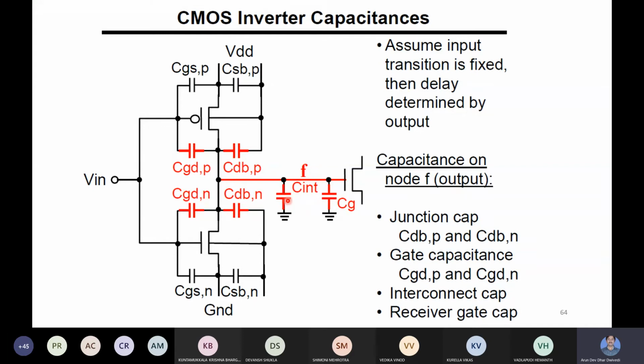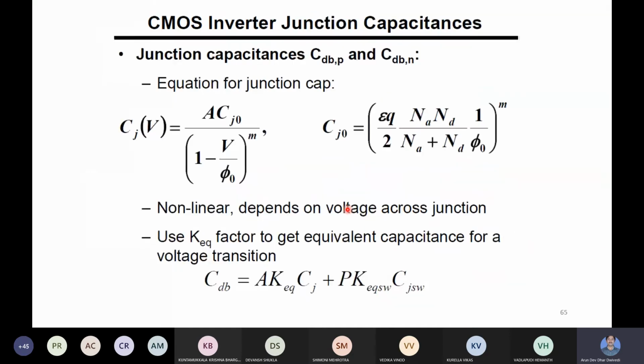This interconnect capacitance also comes in, and the receiver. Next stage is connected to this one. This stage is driving this next stage, so it is the receiver stage. So the receiver gate capacitance also must be considered. All these capacitances must be taken into account.